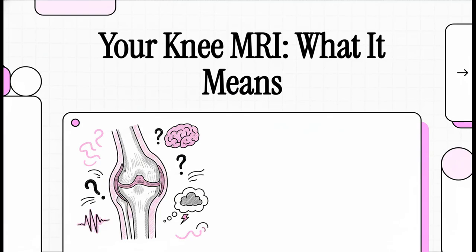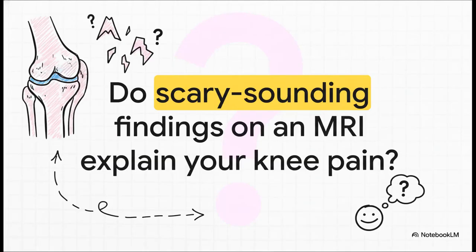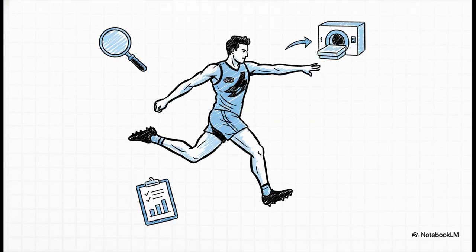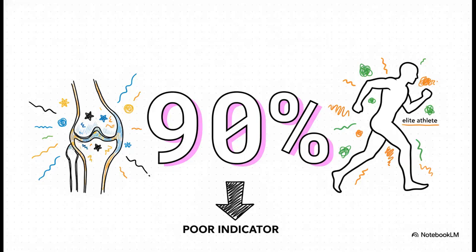Okay, so have you ever gotten a knee MRI report and it just left you totally confused and maybe a little worried? You see these scary words like lesions or defects and think the worst, but what's really going on? So researchers decided to dig into this by looking at elite athletes, specifically Australian rules football players. And what they found was kind of wild.